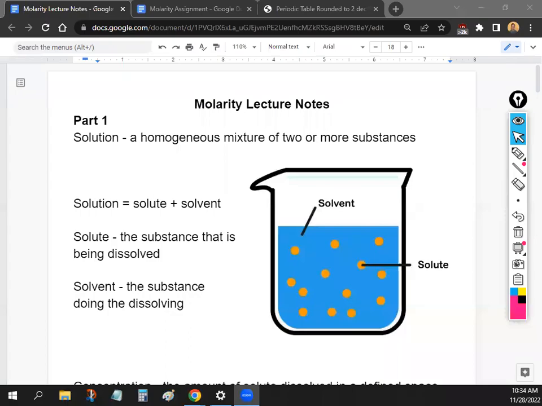Okay, but solutions are homogeneous mixtures of two or more substances. Basically, when you mix two or more things together and it makes something that looks kind of like one thing, that's what a solution is, right? Homogeneous, homo means one. And so a homogeneous mixture is a mixture that looks like one thing, okay?